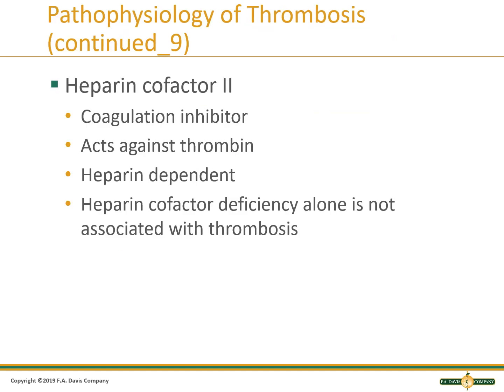Another naturally occurring inhibitor is the heparin cofactor 2. It's a coagulation inhibitor. It acts against the thrombin. It's heparin dependent, and heparin cofactor deficiency alone is not associated with thrombosis. So you can be deficient in this particular inhibitor, but not necessarily have a clotting issue.